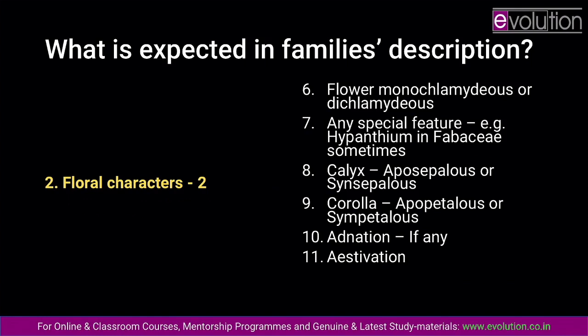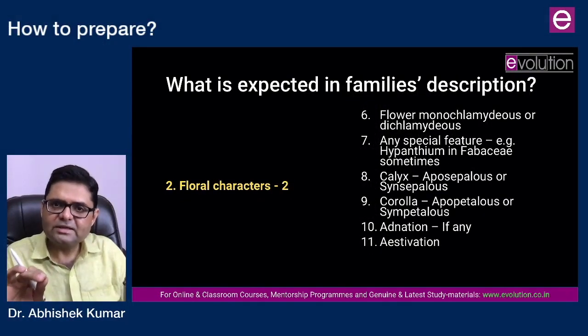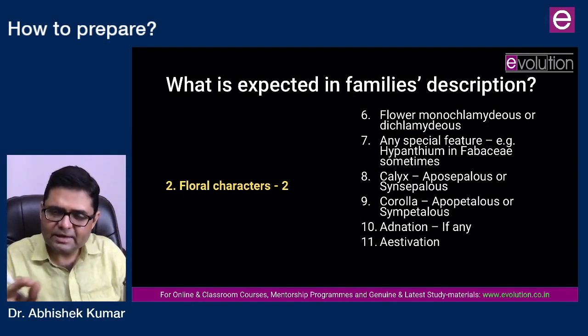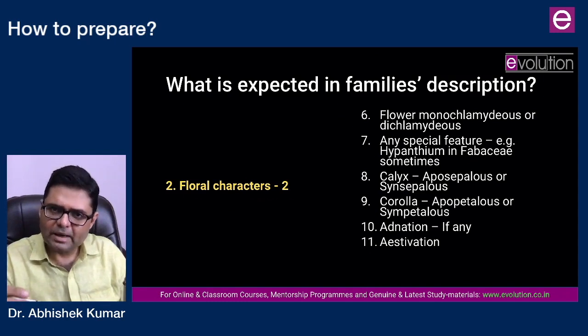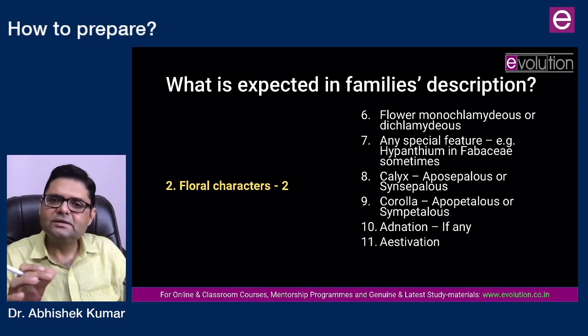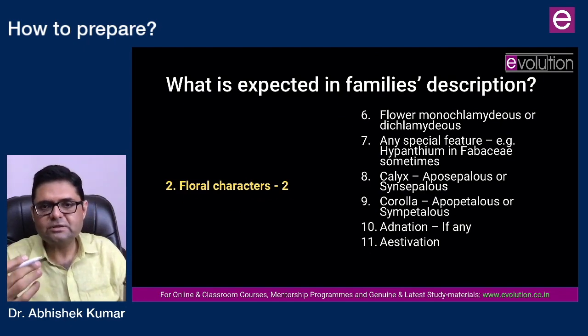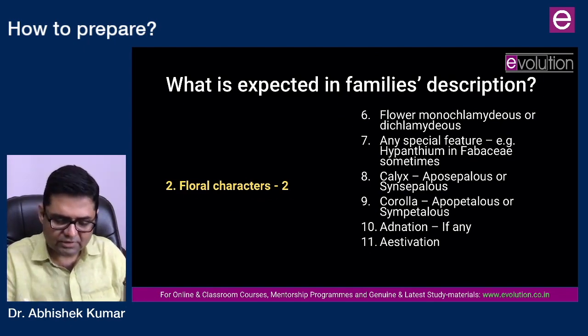Then you will come to the calyx. Is the calyx aposepalous or synsepalous? Is the corolla apopetalous or sympetalous? Does it have any adnation? Adnation basically means adhesion with some other part of the flower, and if there is connection within the same part of the flower, we call it cohesion. So adnation means adhesion with other parts of the flower, where some kind of fusion might be found. Then aestivation. What kind of aestivation do we encounter in most of the flowers?